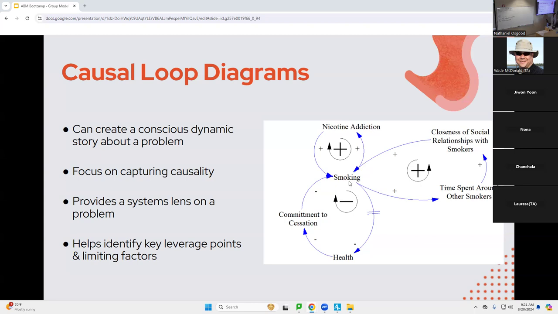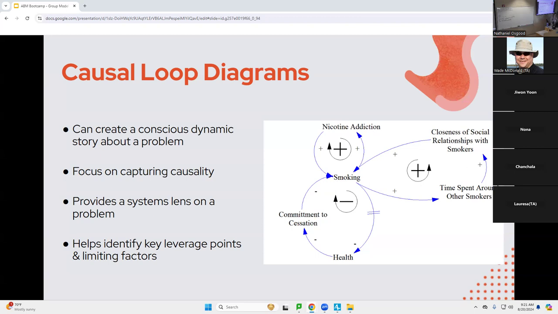So how does smoking impact nicotine addiction, right? So there's like this pathway between them, right? Smoking does something to nicotine addiction. And then we talk about how it impacts it, right? So, okay, when we look at this here, there's these little plus signs and minus signs attached to some of these arrows. And these are starting to explain the relationship between the two of them.